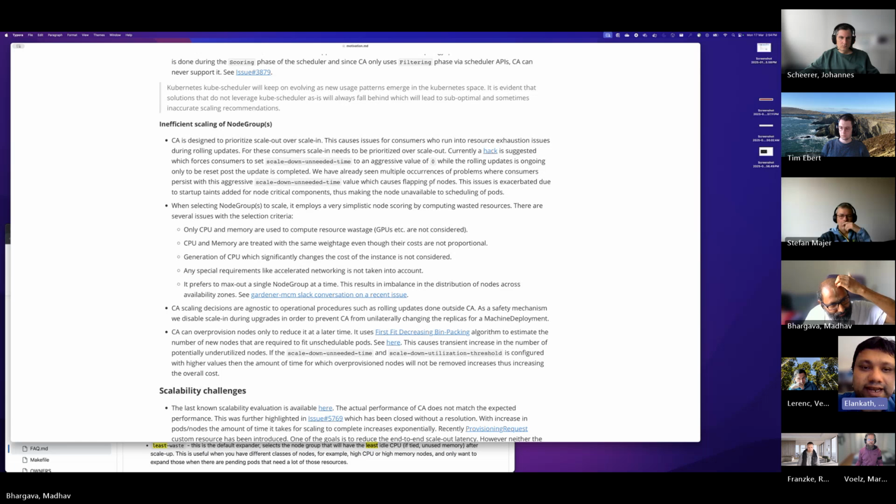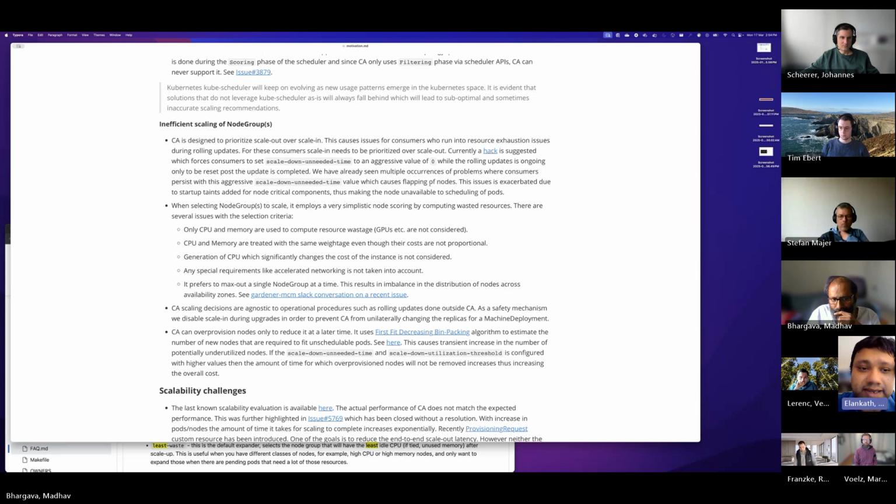Secondly, when selecting node groups to scale, it employs a simplistic node scoring by computing wasted resources. Madhav already mentioned this: only CPU and memory are used to compute resource wastage. GPUs and other resources are not considered. CPU and memory are treated with the same weightage, even though their costs are not proportional. The price of CPU and the price of memory are not equivalent across instance types, zones, and regions. Generation of CPU also significantly changes the cost of the instance. So effectively, it can scale up a node group which is much more expensive than the node group it could scale to match the workload. Special requirements like accelerated networking are not taken into account.